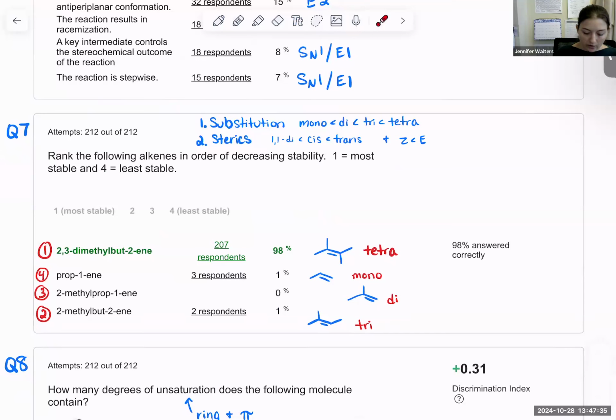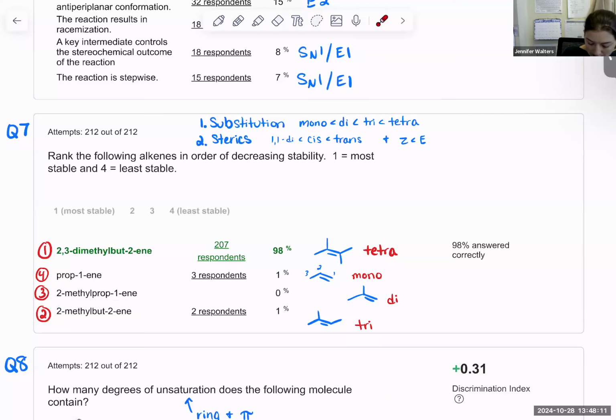Question 7. Rank the following alkenes in order of decreasing stability, from most stable being 1 to 4 being our least stable. All right, so first thing I would do is draw out what each of these alkenes are. So your 2,3-dimethylbut-2-ene, but meaning you have 4 carbons. The alkene is between 2 and 3. You have a methyl on 2 and a methyl on 3. Then your prop-1-ene, so that's 3 carbons with a double bond between 1 and 2. And in this case, I numbered it right to left. You could have numbered it the other way, it doesn't matter.